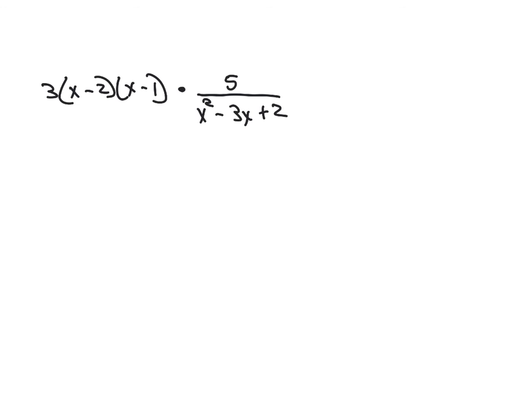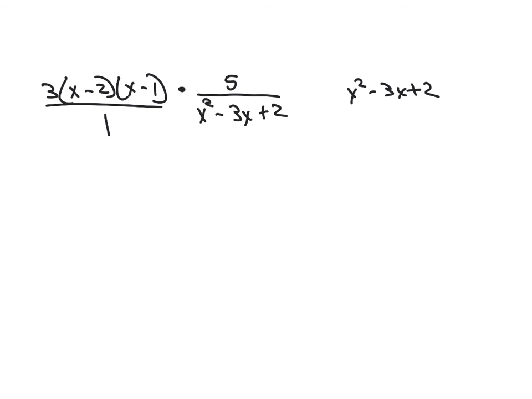Okay, so example 11, we are multiplying times 5 over x squared minus 3x plus 2. Okay, so again, I'm going to put that over 1. This over here is factored as much as I can go. I can't do anything with that. Can't do anything with the 5, but I can factor that down. So I'm going to do that. So x squared minus 3x plus 2.